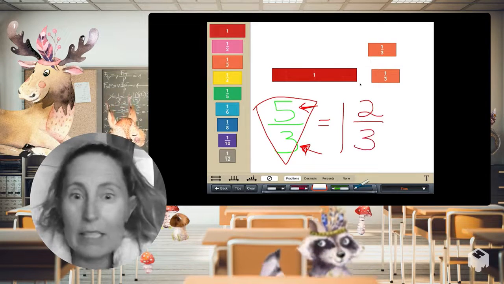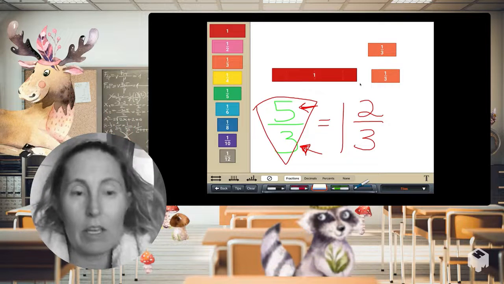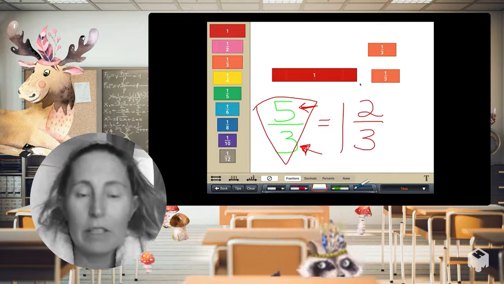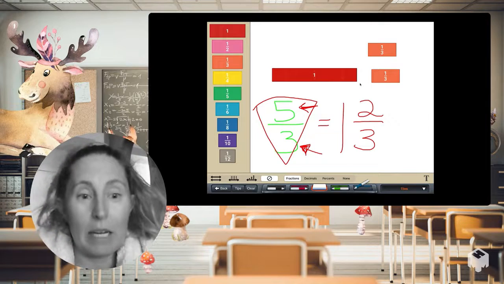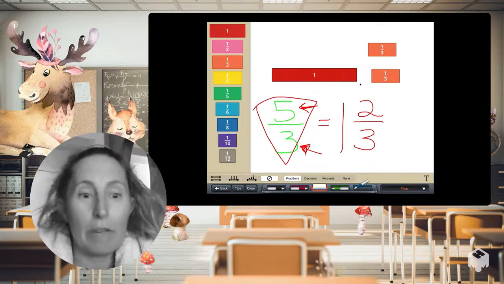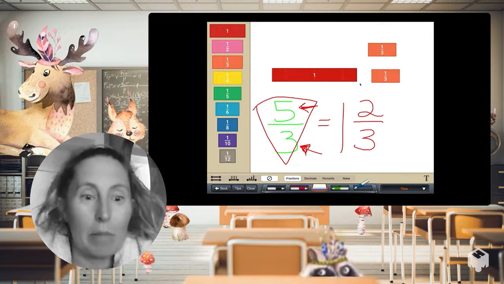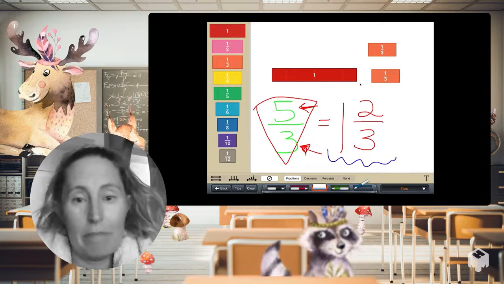In a cookbook, it's never going to say 5 thirds. It's always going to have the mixed number. So why are we making you learn this? Because when we add and subtract with mixed numbers and fractions, we're going to be converting between mixed numbers and improper fractions all the time.